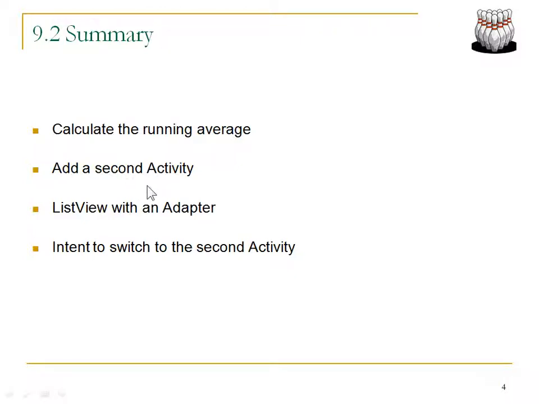Then we added the second activity, and we used a list activity. We inherited from list activity, and we put the data on that list view very simply in one line of code using a list adapter. And then we created an intent to switch from one activity to another. So we wired up the show history button so that we could get to the other activity and display the history of the data. Okay, we're making really good progress. I hope this is going well for you, and I will see you in the next segment.